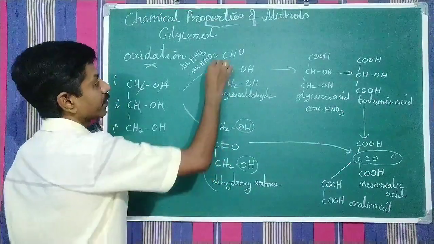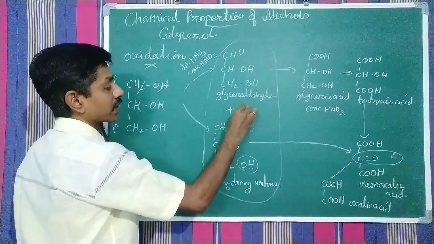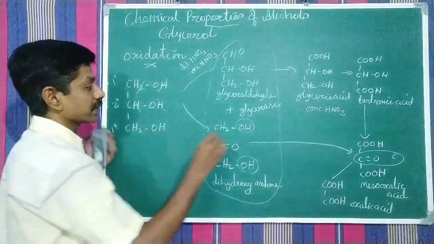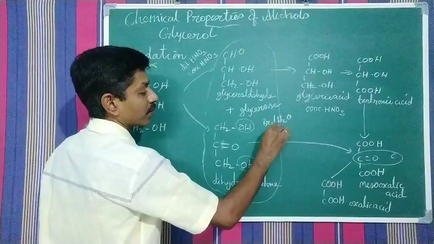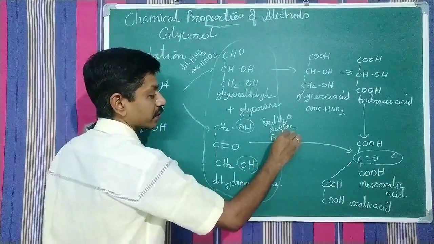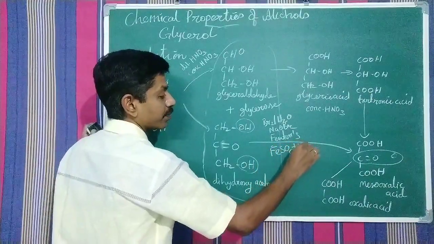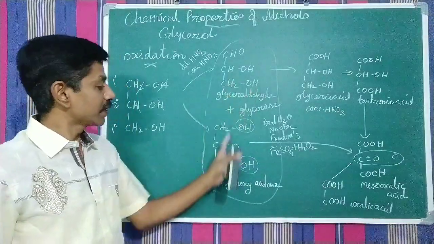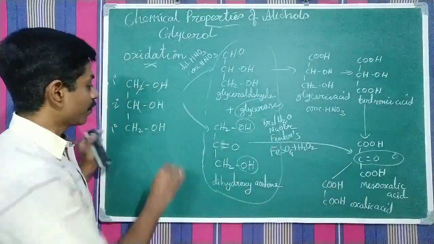Suppose you want the combination of these two, that is glyceraldehyde and dihydroxyacetone, together they are called glycerose. It can be asked in 2 marks also, important. This will happen in the presence of bromine water, or you can go for sodium hypochlorite, or Fenton's reagent. Another 1 mark question: Fenton's reagent is ferrous sulfate and hydrogen peroxide. If you supply these as the oxidizing agent, then you will get a combination of the two called glycerose.